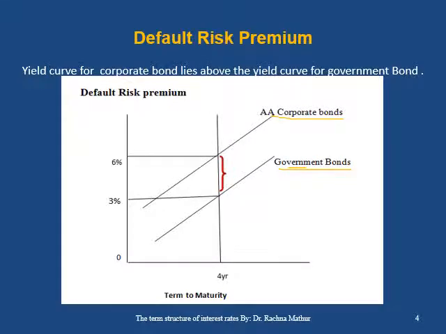Because you are taking a risk to invest in a corporate bond, so for taking that risk you should get some extra reward. That is the premium which you are getting to take a risk by investing in a corporate bond. So the yield curve for a corporate bond lies above the yield curve of a government bond, and the extra amount what the corporate bond is giving you is the default risk premium.